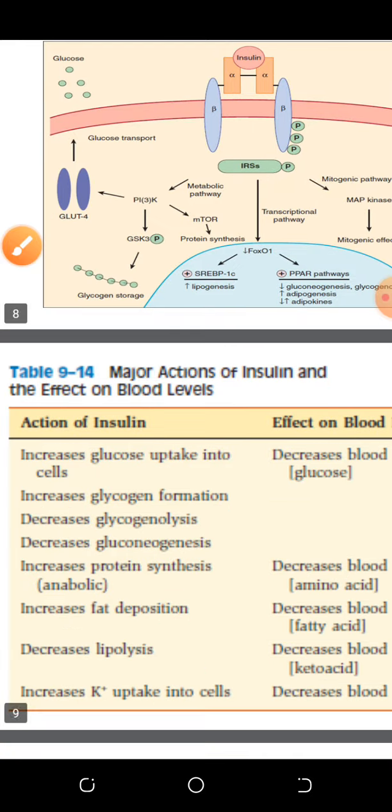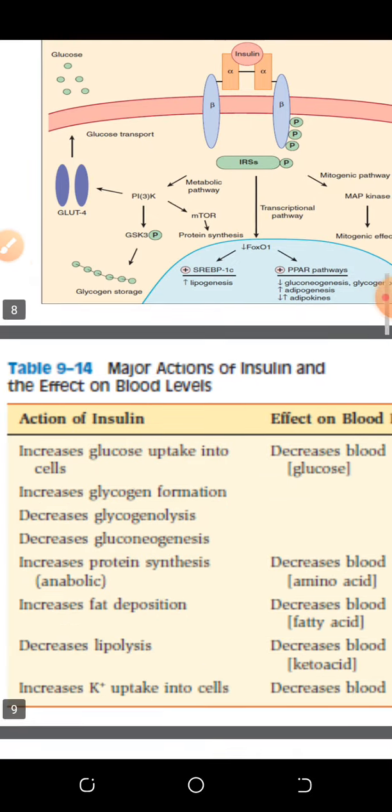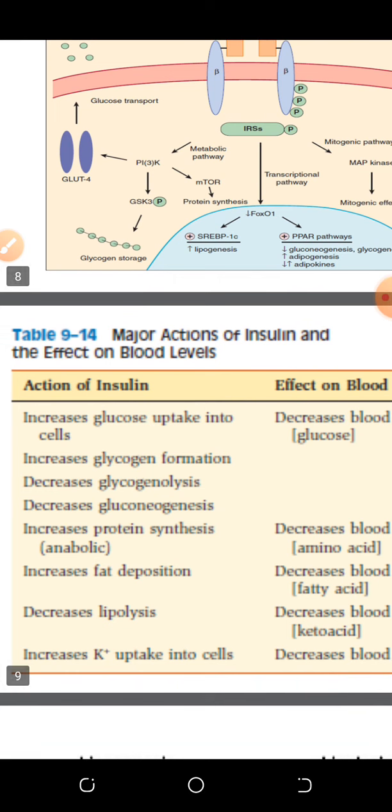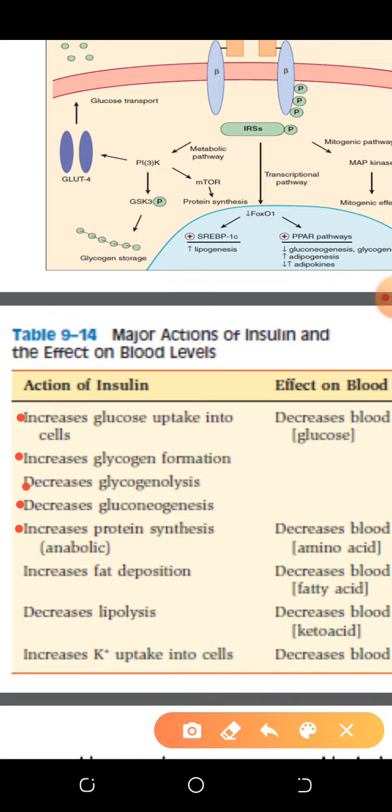So in this table form, we have summarized the action of insulin. We can just run through them. What's the action of insulin? It increases glucose uptake into the cells. It increases glycogen formation. It decreases glycogenolysis. It decreases gluconeogenesis. It increases protein synthesis. So it has an anabolic effect.